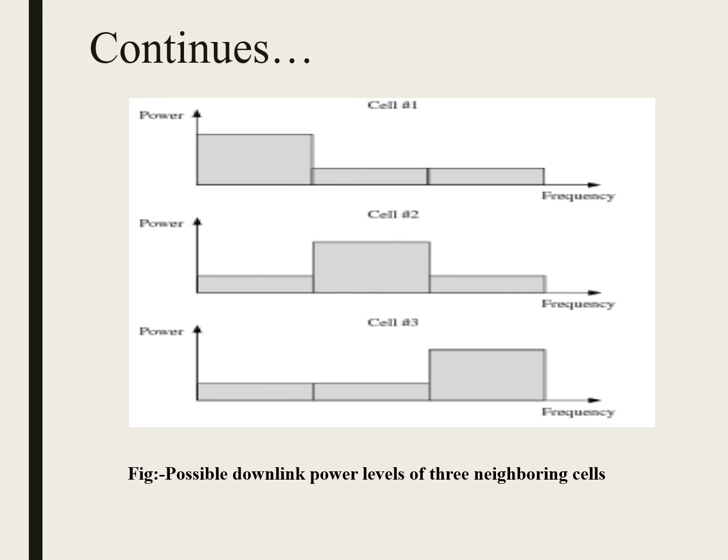In this diagram, it is very clear what the power is in the respective cells with respect to frequency. The power in cell 1 is high during the starting part of the frequency spectrum, and next cell 2 has the maximum power, then cell 3 has the maximum power. This figure gives you the possible downlink power levels at the 3 neighboring cells.